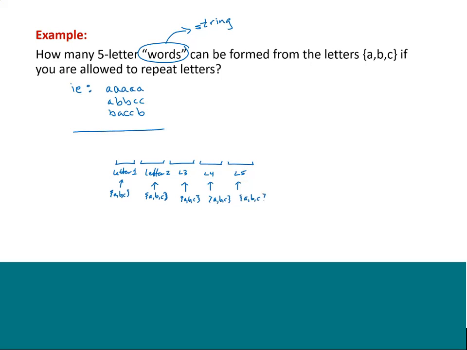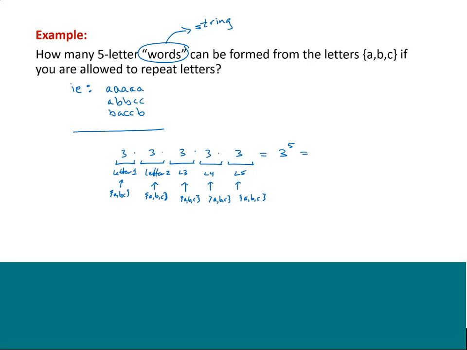All right, which means what can we do? In that very first position, we have 3 options. In the second position, we still have 3 options. In the third position, we have 3 options. In the fourth position, we have 3 options. And in the fifth position, we have 3 options. So we simply have to figure out what 3 to the 5th is.